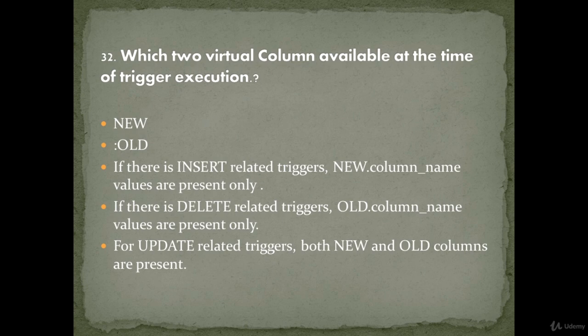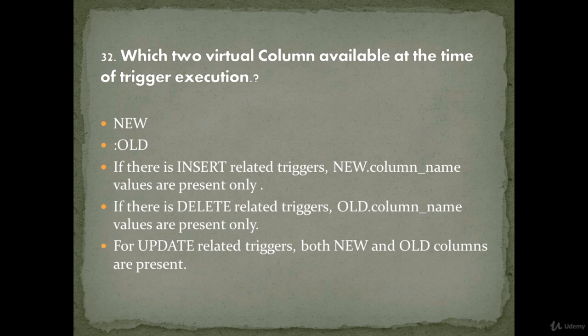because when we insert any data we have new values. Okay, we will insert only new values in the table. And which value can we delete? Old value. So if there is a delete related trigger, old dot column name values are present only. And for an update related trigger, both new and old columns are present.